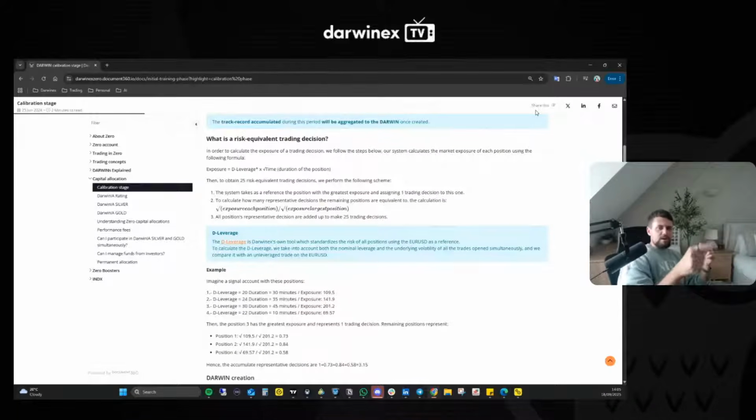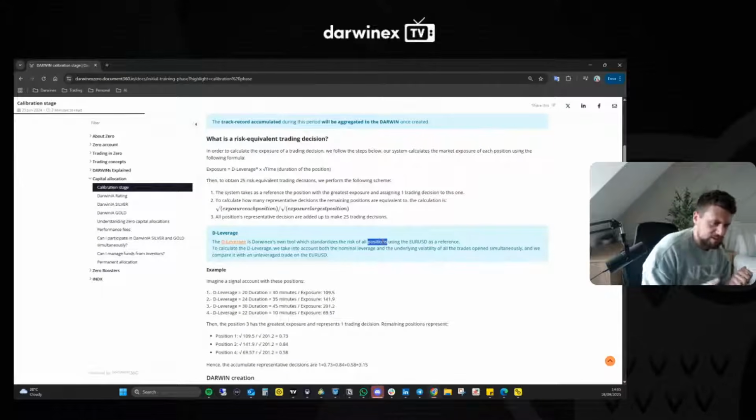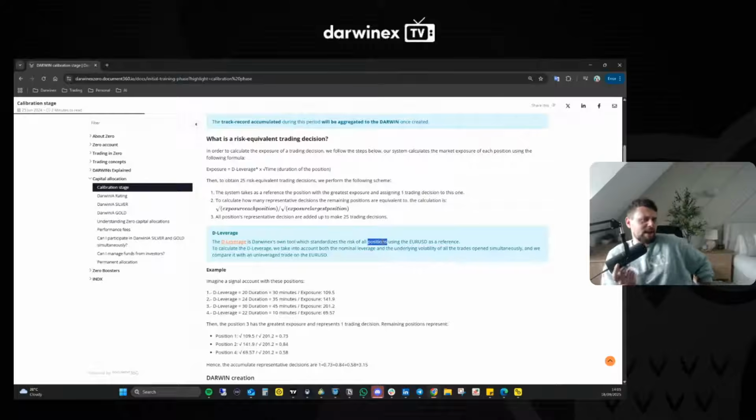And it all gets notionalized against the euro dollar. So I think it does say it here. The deleverage is Darwinex's own tool, which standardizes the risk of all positions using the euro dollar as a reference. What's important to note as well, we create a synthetic position. So if you have multiple trades open, they will be combined into a synthetic position. That's the difference between a trade and a position. I think I did a video about that in the past, actually, somewhere. Might even be in our Discord.